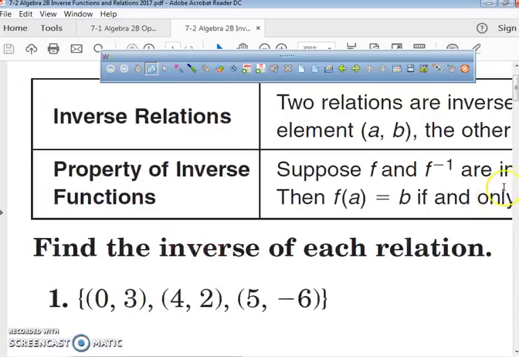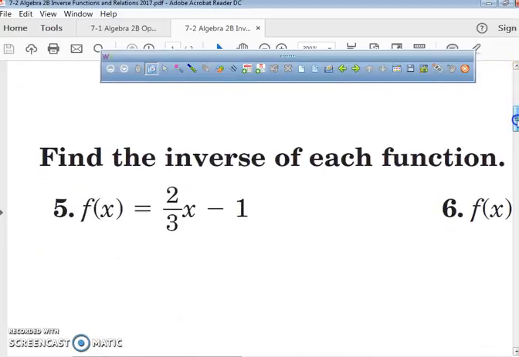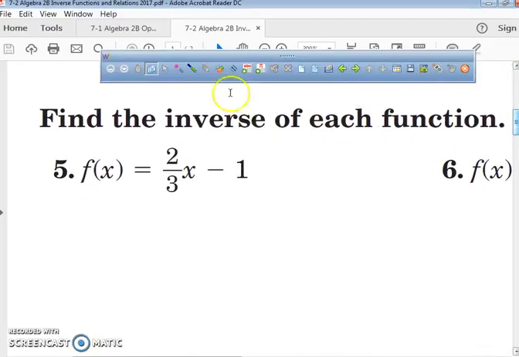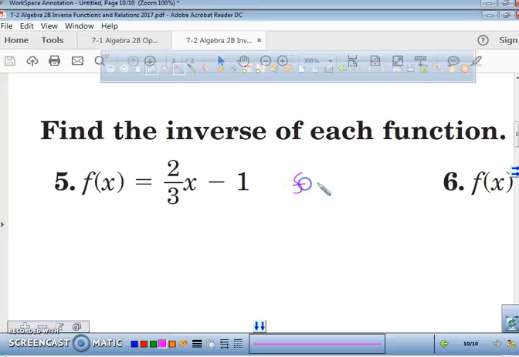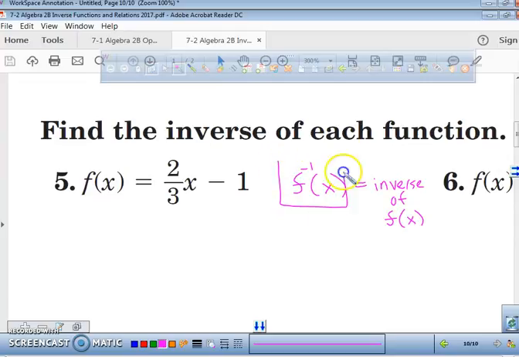All right, here we go. We're going to go to problem number 5 in your journal. Number 5 asks you to find the inverse of each function. The first thing I want you to understand is my final answer is going to be written like this: f to the -1 of x. That is the inverse of f of x. Whenever you see f to the negative 1 of x, that's referring to the inverse. So our final answer will be written as f to the negative 1 of x.